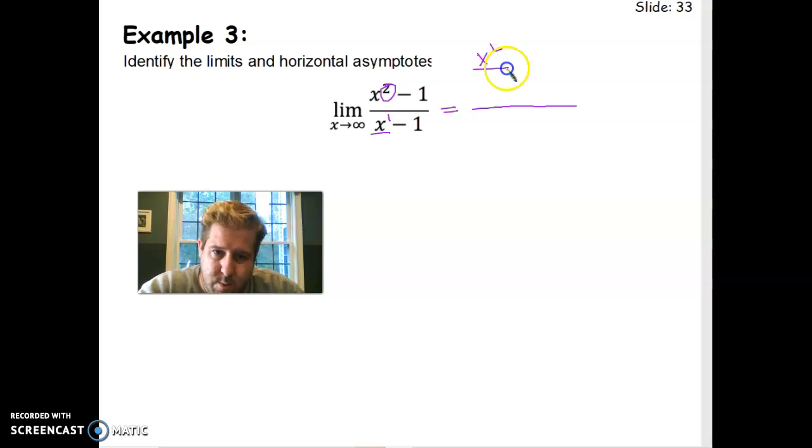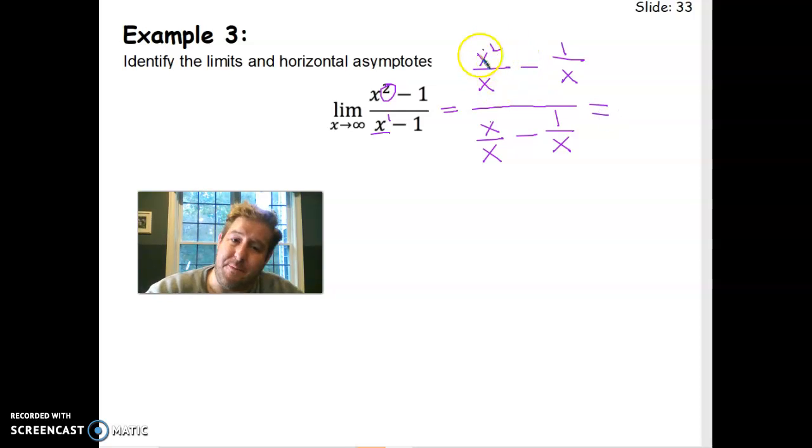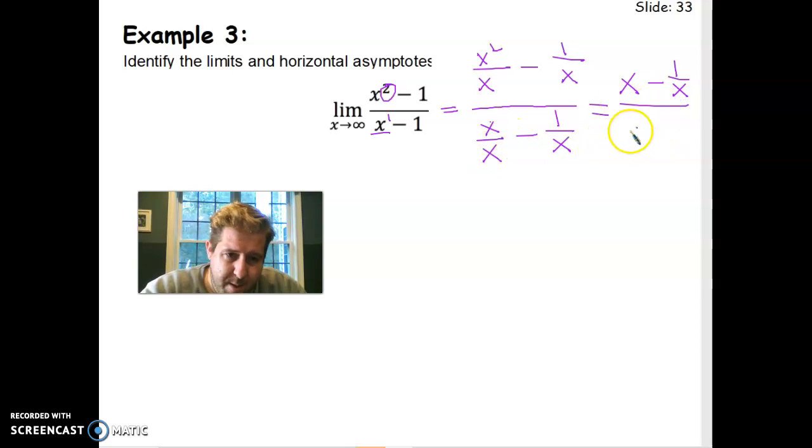So I'm going to take that x squared and divide it by x, because that's the degree of the denominator, and I'm going to subtract 1 over x. Everything has to be divided by x. X squared over x and minus 1 over x. If I can simplify that, that becomes just x. Can't really do anything there. That becomes 1 minus, can't really do anything there.